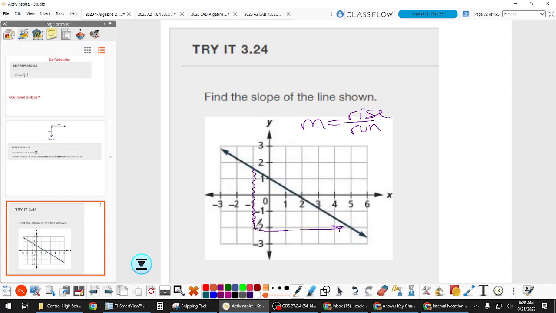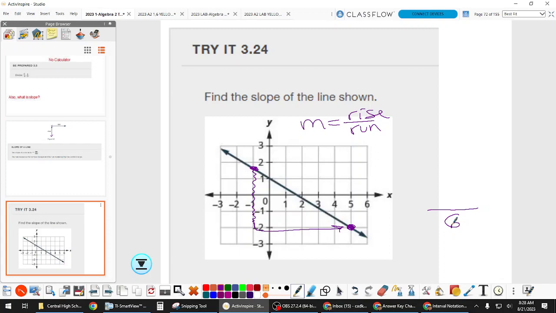So if we calculate that, it's 1, 2, 3, 4, 5, 6. Or if we look at coordinates of this point and this point, we have negative 1 over to 5, which is 6, right? It's an interval of 6. Does that go on top or bottom, the 6? Because it's rise over run. What is left and right? It is run, right? So this is 6 on the run. Okay, how about the rise? That's vertical.